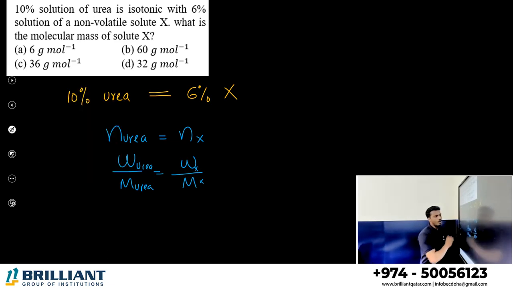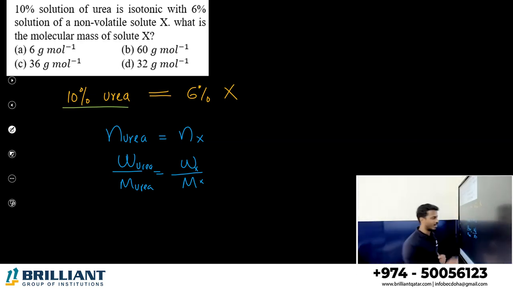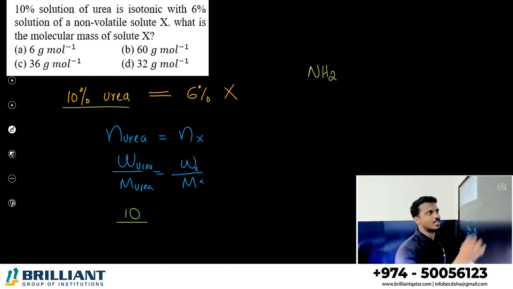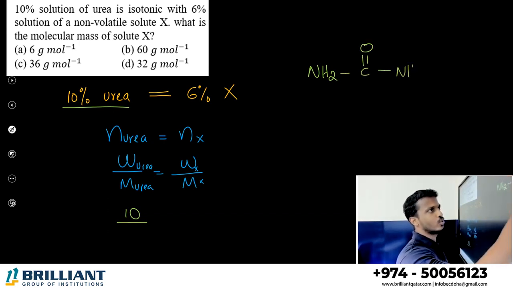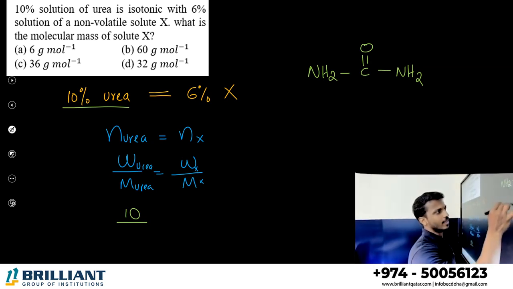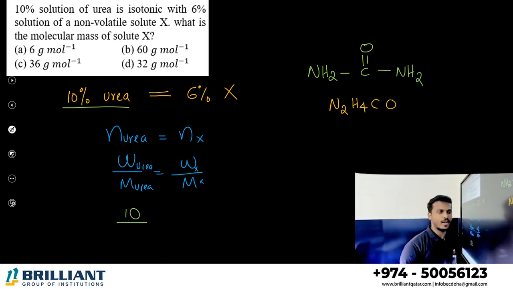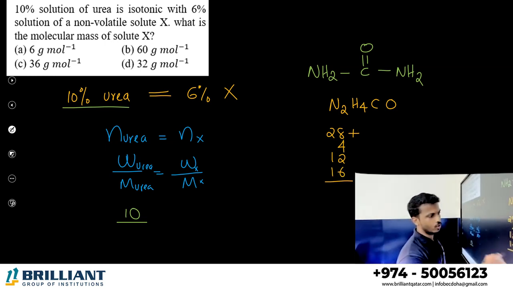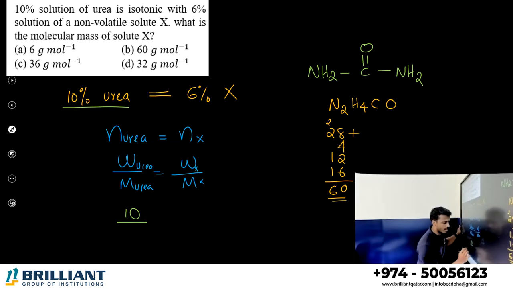Dear all, come on. What is the weight of urea? 10% urea means 10 gram urea in 90 gram water. So 10 grams. What is the molecular weight of urea? I think it is not given. No problem, we can calculate it from the molecular formula. Urea is NH2CONH2. Here two nitrogens are there, therefore N2, and four hydrogens, H4, one carbon, one oxygen. What is the mass of urea? Two nitrogen, one nitrogen is 14, so 28. Four hydrogen atoms, 4. One carbon mass is 12. One oxygen mass is 16. So it is equal to 60 gram per mole. So the molecular mass of urea is 60.